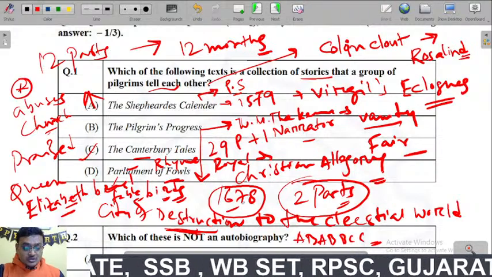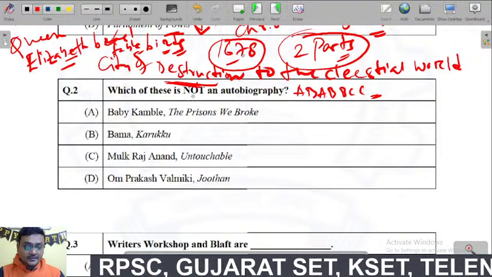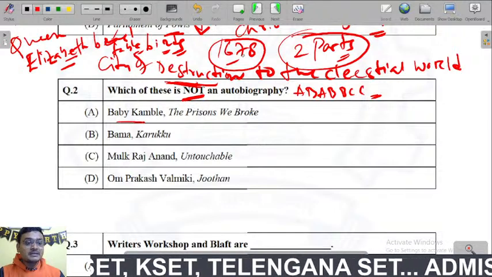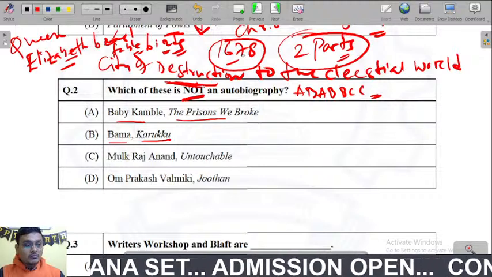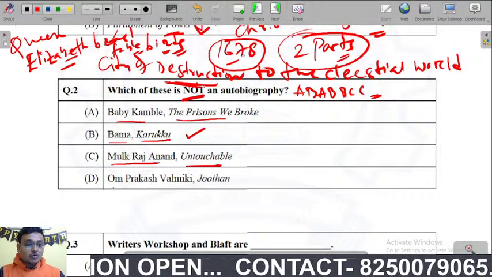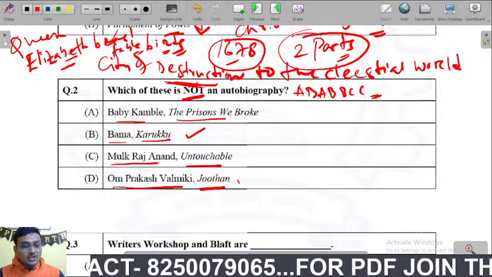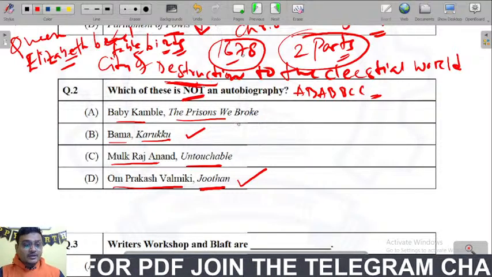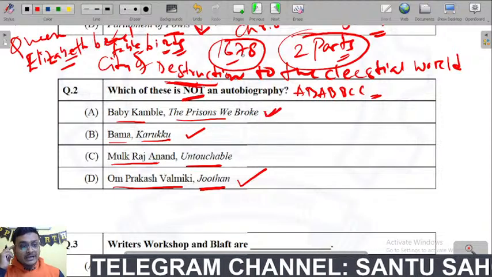Okay, moving on to question number 2. Which of these is not an autobiography? Baby Kamble's The Prisons We Broke, Bama's Karukku, you all know Bama's Karukku is an autobiography. Mulk Raj Anand's Untouchable, or Om Prakash Valmiki's Joothan, no. So Joothan is also an autobiography, whereas The Prisons We Broke is also an autobiography. Got it?